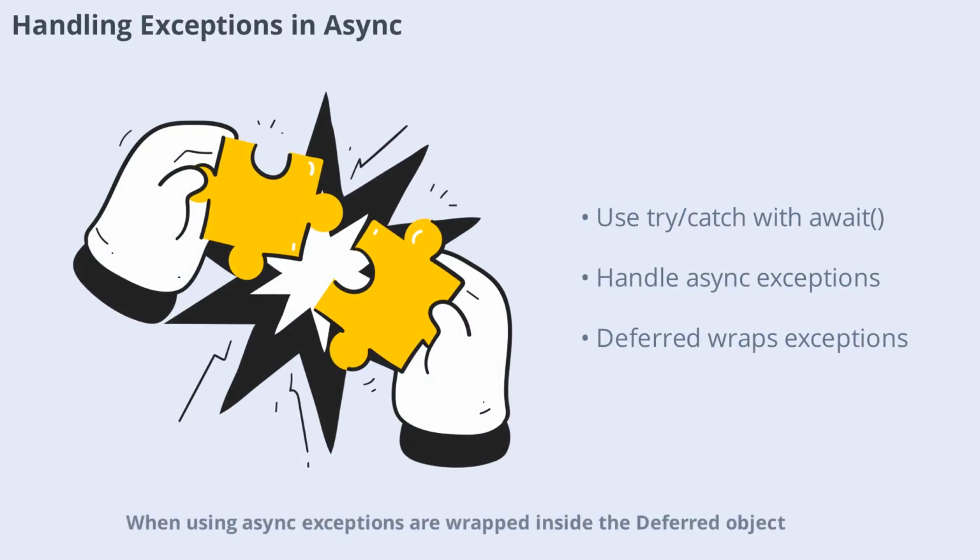When using async, exceptions are wrapped inside the Deferred object. To handle these, use deferred.await inside a try-catch block. This way you can catch and manage exceptions that occur during asynchronous computations.